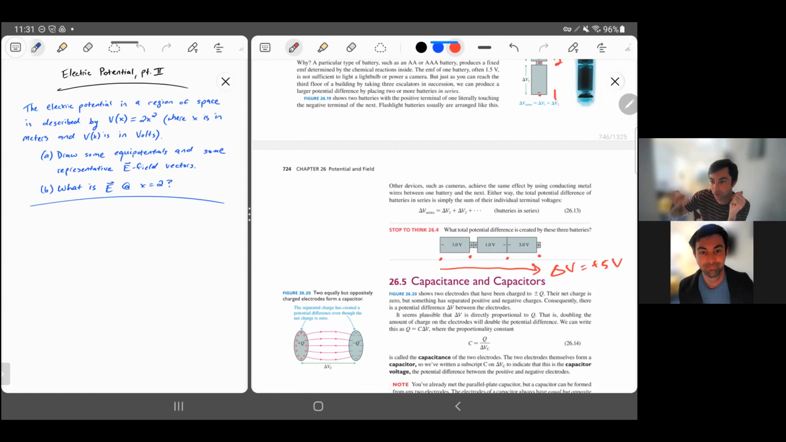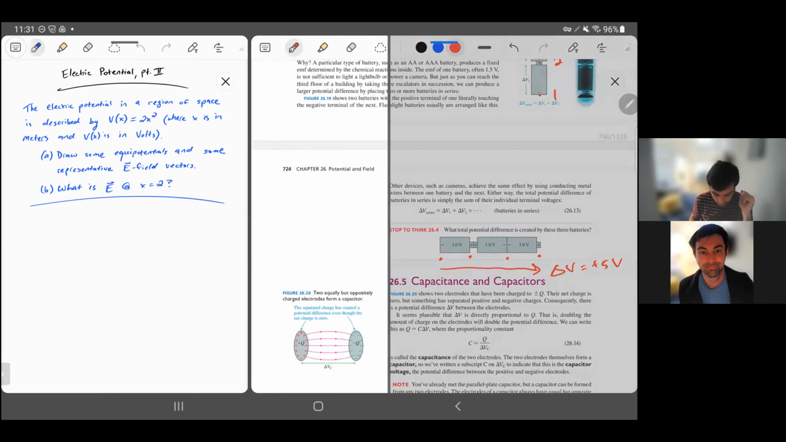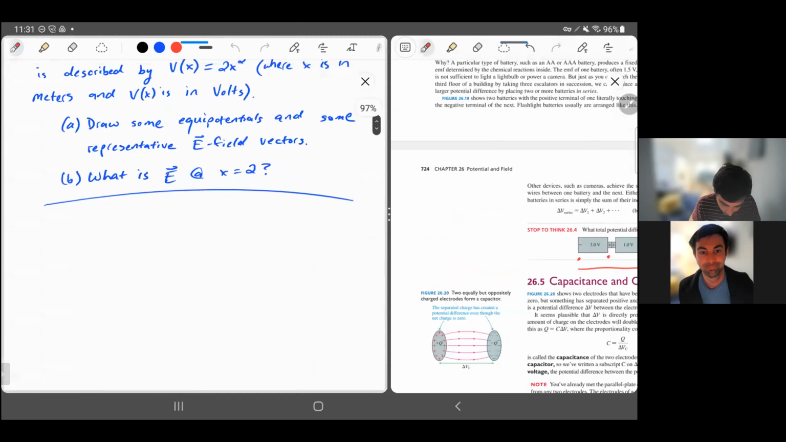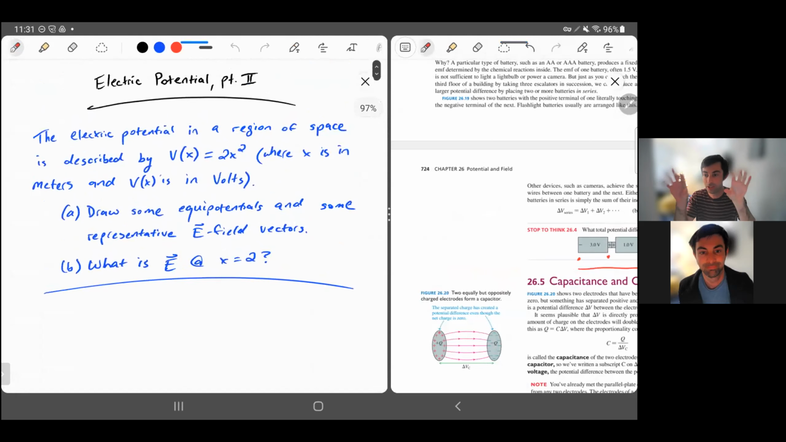So you kind of have this string like this. Okay, so the example problem. Remember, a big point of today is that, given either E or V, you can solve for the other one. Here we're given V, and we're asked to solve for the electric field. That'll be part B.